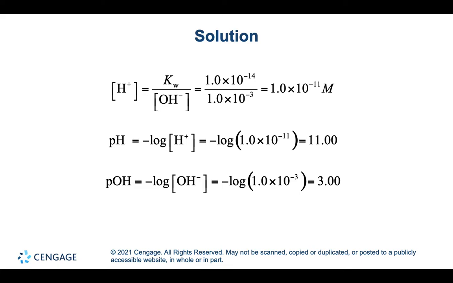The pOH would actually just be the negative log of OH minus, and we're already told that that was 1 times 10 minus 3, so the negative log of 10 to the minus 3 would just be 3.00. So for this solution, where the molarity of OH minus is 1 times 10 minus 3, the pH is 11, and the pOH is 3.